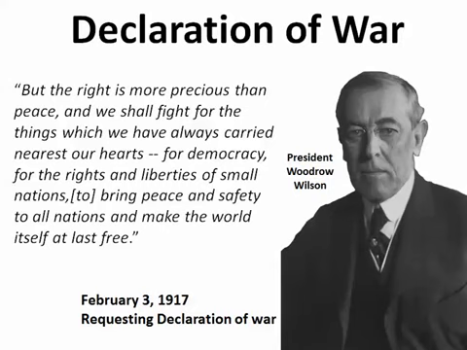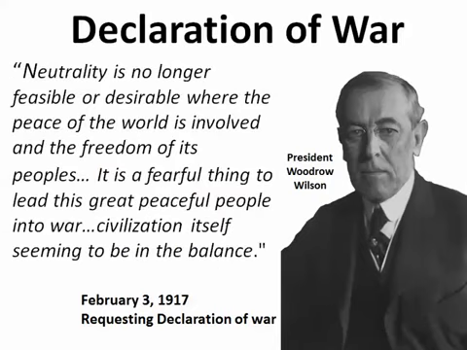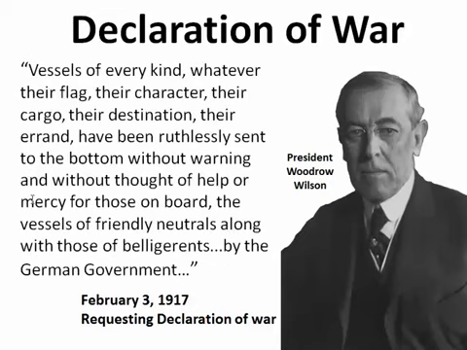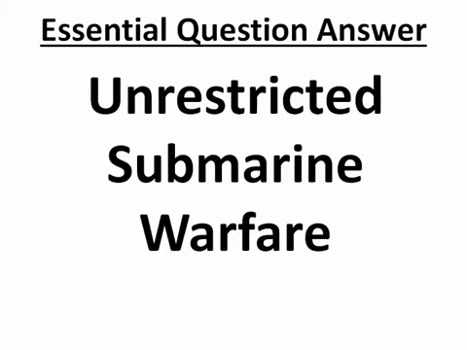So he's asking to fight this war to protect democracy for the world, that the world must be made safe for democracy. The world must have democracy as well. So in this we see Wilson's intentions with asking for war, and we see that he says neutrality is no longer feasible or desirable. And he speaks of this unrestricted submarine warfare here.